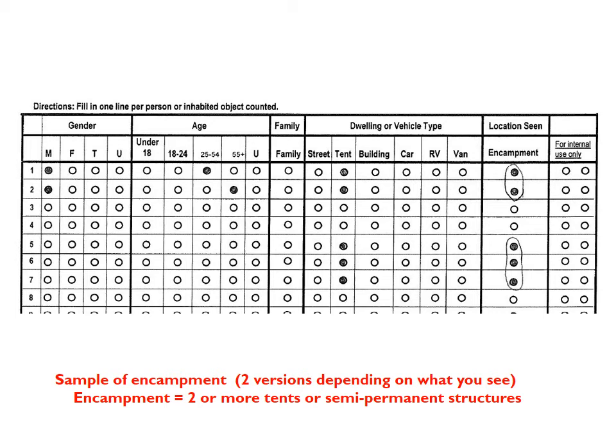That's one example. If you look down to lines 5 through 7, that would be another sample of an encampment. That would be if you see 3 tents together, you can't see anybody inside. However, there are tents that you can tell are inhabited. You just aren't sure how many people are inside. That also qualifies as an encampment. So you can do a line for each tent, go ahead and fill in the column for encampment with a circle, and then you're done.